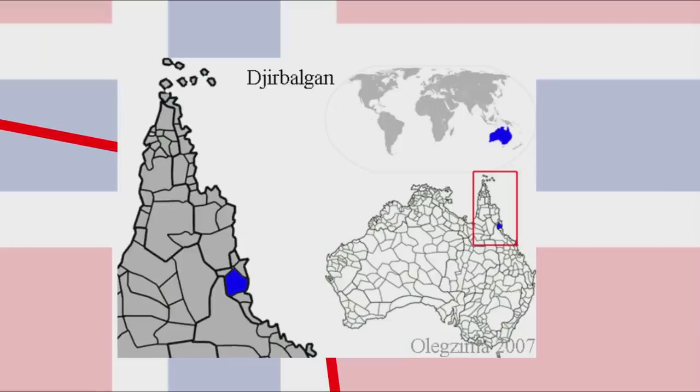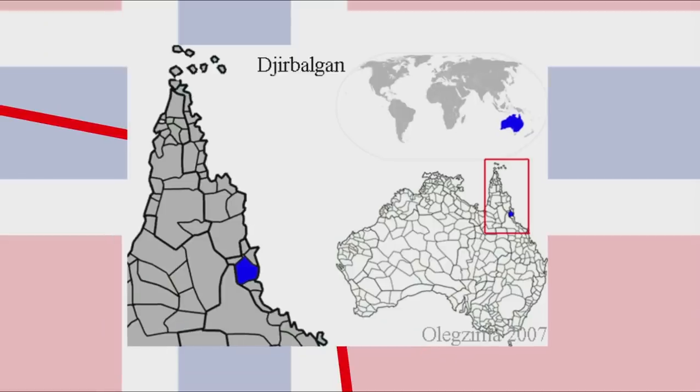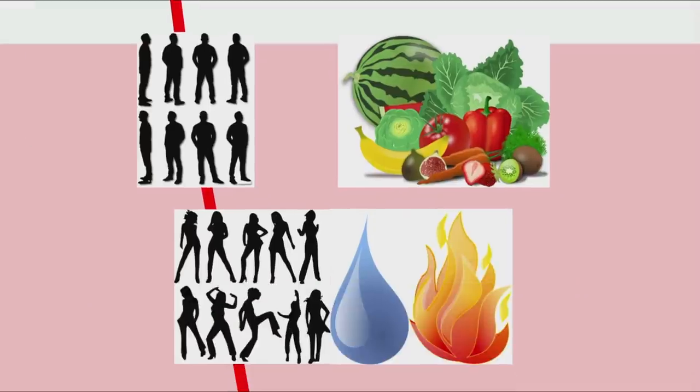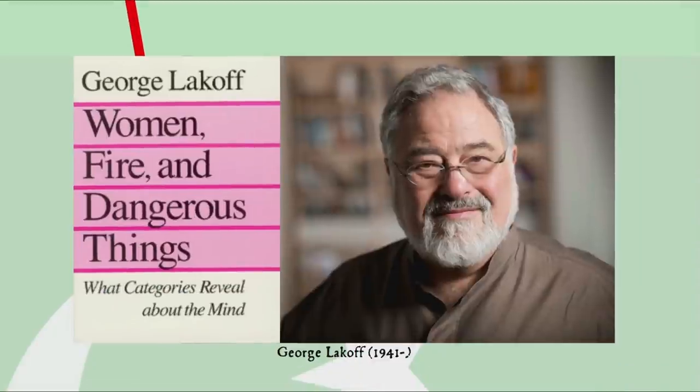Famously, there's the four-gender system of the Dyirbal language of Australia. 1. Most animate objects, men. 2. Women, water, fire, violence, and exceptional animals. 3. Edible fruit and vegetables. 4. Miscellaneous, including things not classifiable in the first three, which famously inspired the title of cognitive linguist George Lakoff's book about categories and cognitive metaphor called Women, Fire, and Dangerous Things.